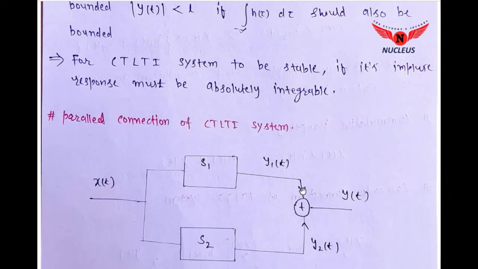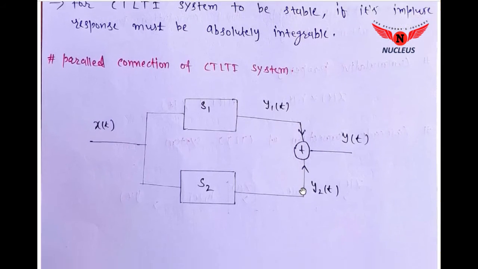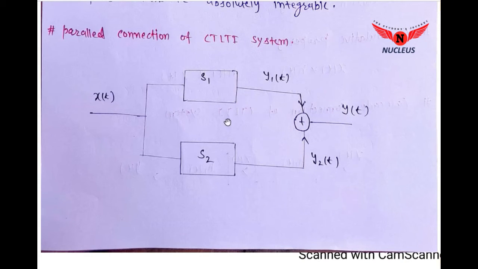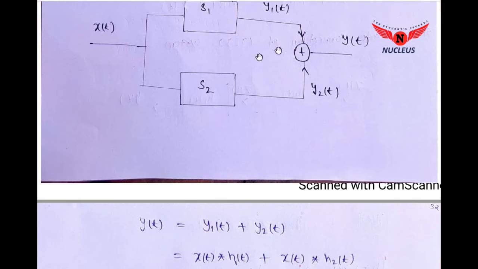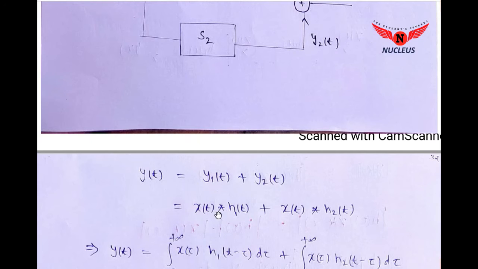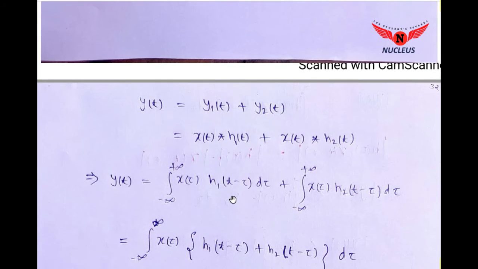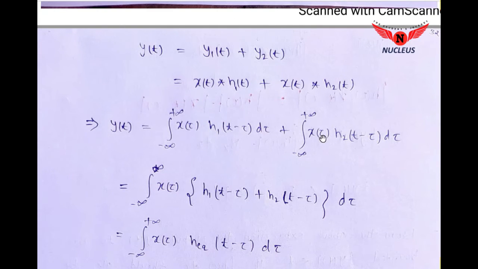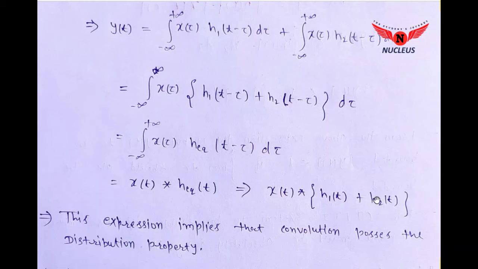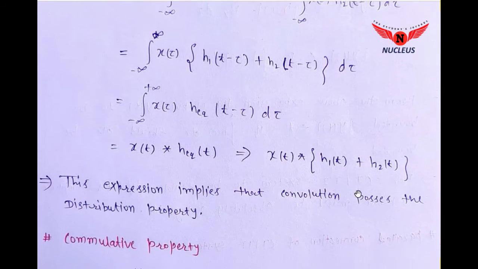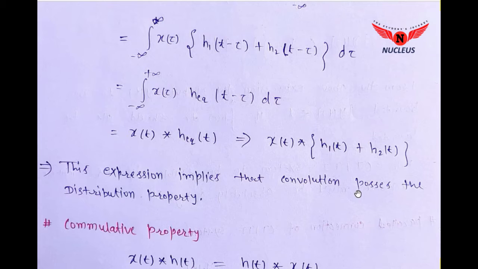Next we will discuss the properties of convolution. This is the diagram of a parallel connection, and y(t) is given by y1 plus y2, as you can see in the diagram. y1 is equal to x(t) convolved with h1(t), and y2 is equal to x(t) convolved with h2(t), and this can be written in this form. Further, the limits are equal and x(t) is the same, so you can combine these two terms and finally we get this. So h equivalent is h1 plus h2. From this equation we can say that convolution possesses the distributive property.